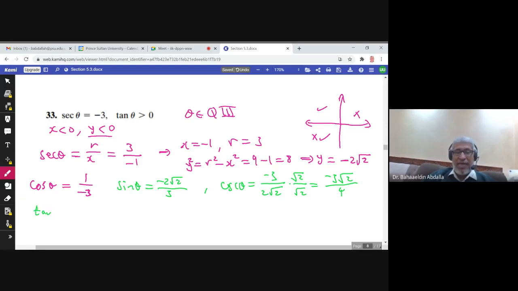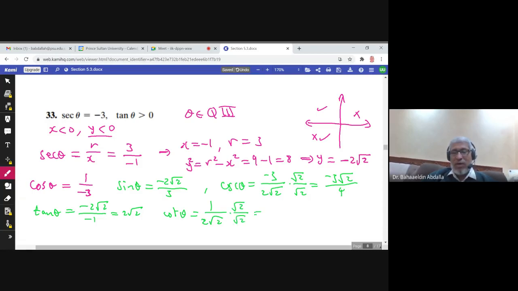And tan theta is y over x. So it is negative 2 square root of 2 over negative 1. So it is 2 square root of 2. And cotan theta is the reciprocal. So it is 1 over 2 square root of 2.